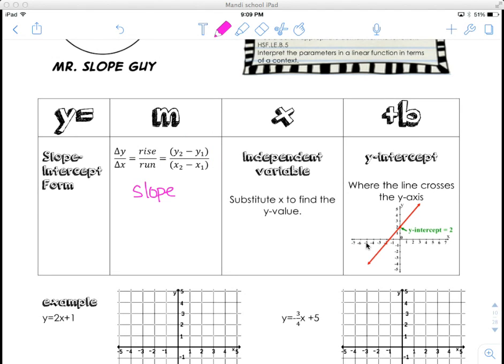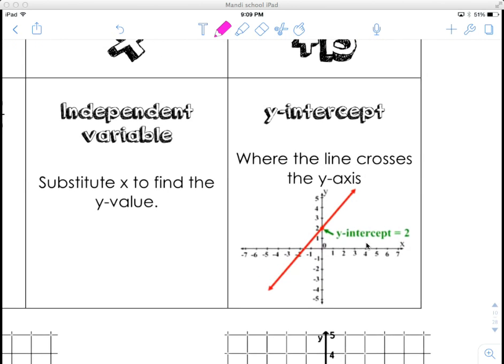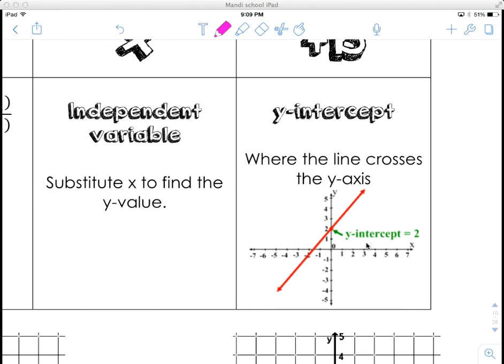X is your independent variable, so if you have a table of x and y values, you substitute in the x and you can find the y. So that's your independent variable. And then b is your y-intercept. So here's the y-intercept where it crosses the y-axis. So you can see it crosses at 2. So in this situation, the y-intercept is 0, 2.